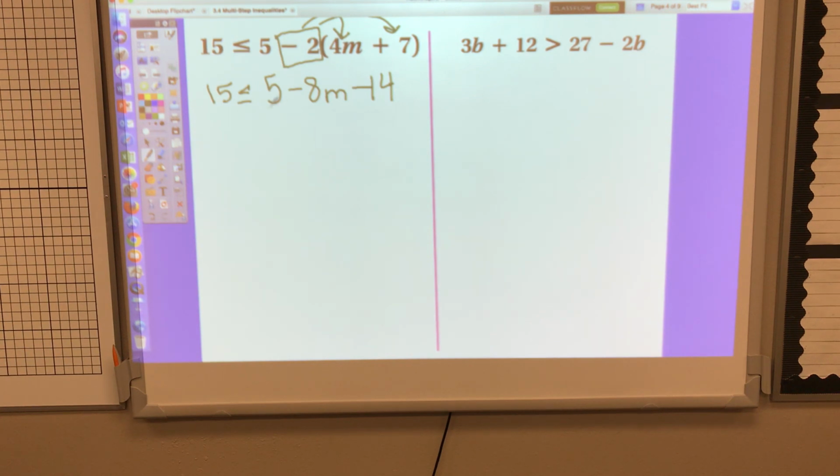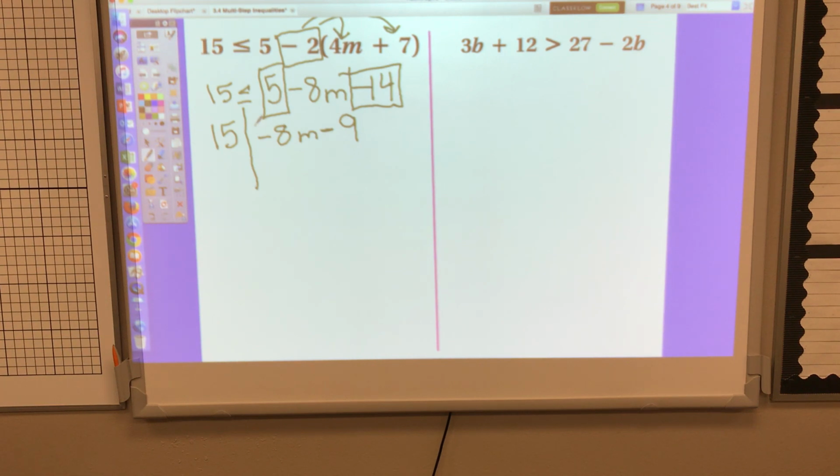Step 2, I need to look for like terms. On this right side, I have a constant of 5 and a constant of negative 14. Since they're on the same side, I can combine those. So we have 15 still, and then I have negative 8m, and 5 minus 14 is a negative 9.